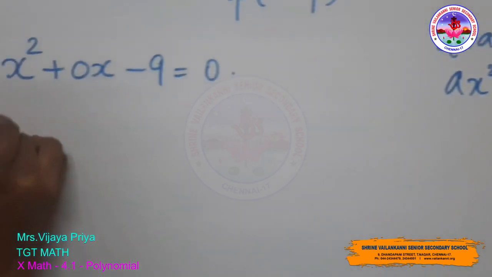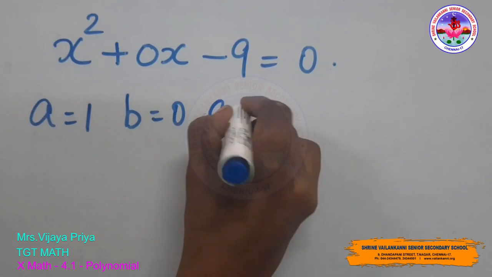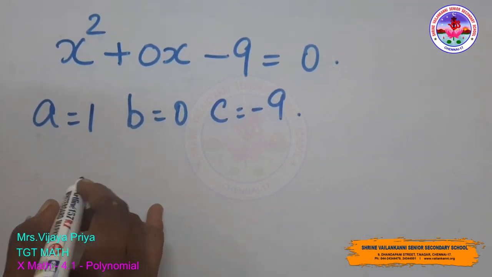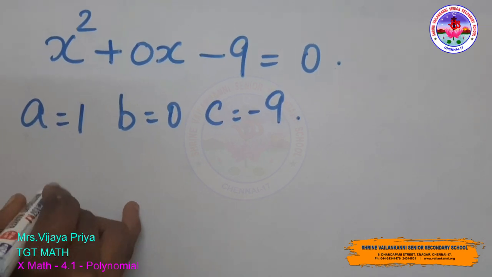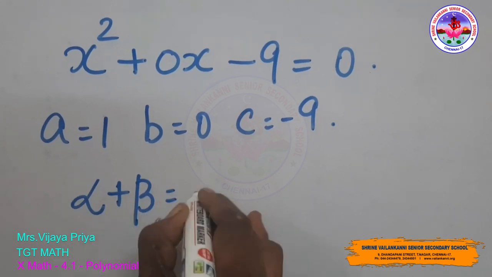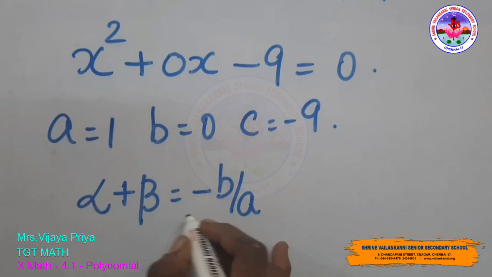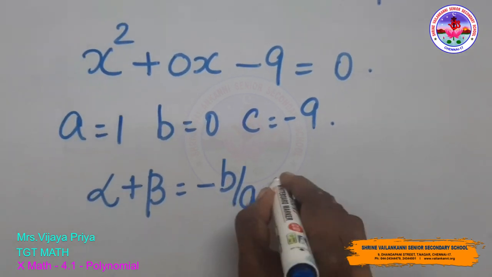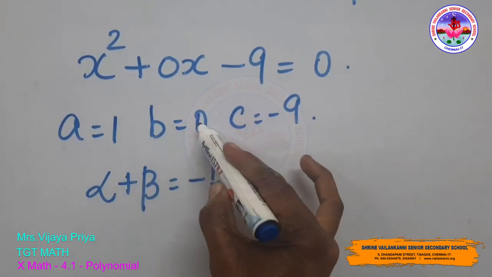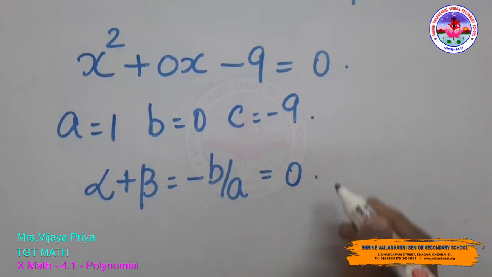Comparing this with the equation, I will get a is equal to 1, b is equal to 0, c is equal to minus 9. Now I want to find the value for the sum of the zeros. I am taking the two zeros as alpha and beta, whose sum of zeros, as we have written before, alpha plus beta is equal to minus b by a, which is equal to 0 divided by 1, where b is 0 and a is 1. We will get this value as 0.